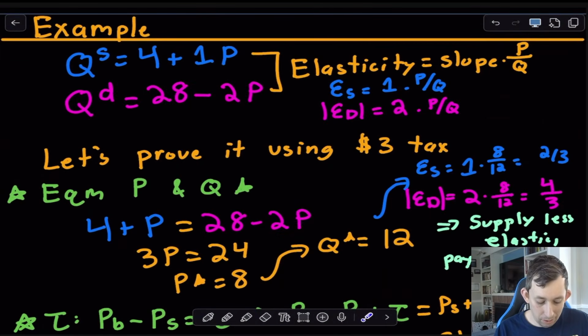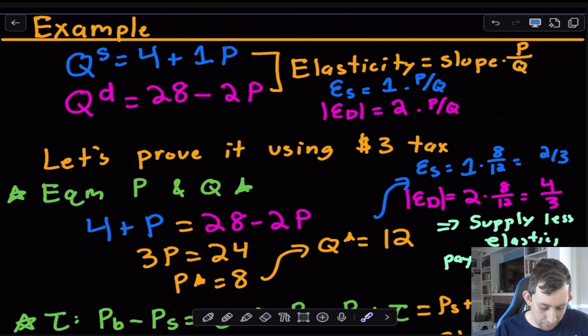So jumping right into our example, let's suppose that quantity supplied is 4 plus P, and quantity demanded is 28 minus 2P. Again, using our definition of elasticity, elasticity of supply is just 1 times P over Q, and the absolute value of elasticity of demand is just 2 times P over Q, which means that supply is less elastic, so we would expect sellers to pay more of the tax. And let's just prove that using a $3 tax.